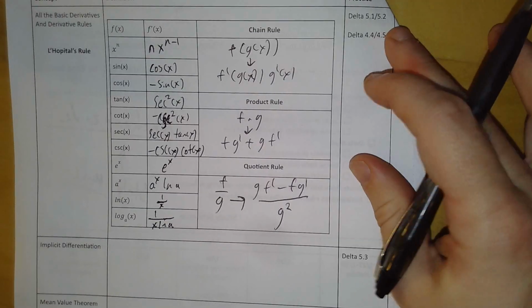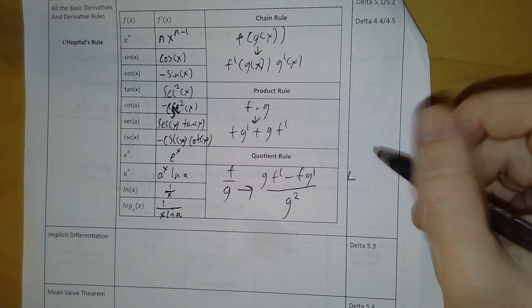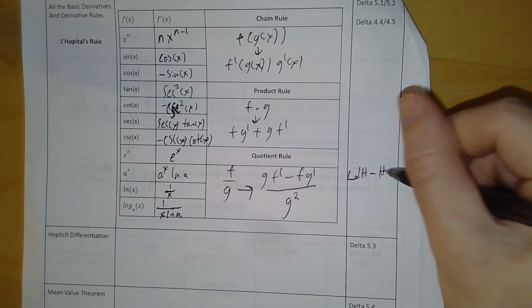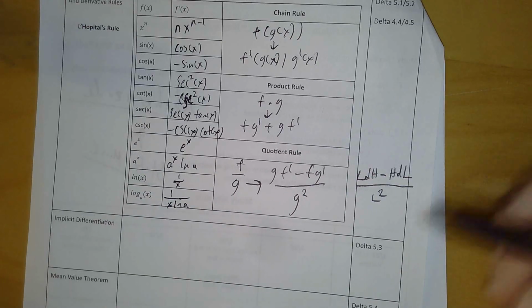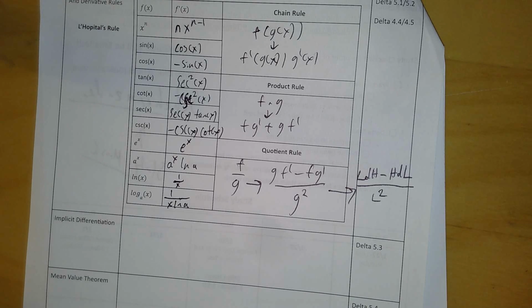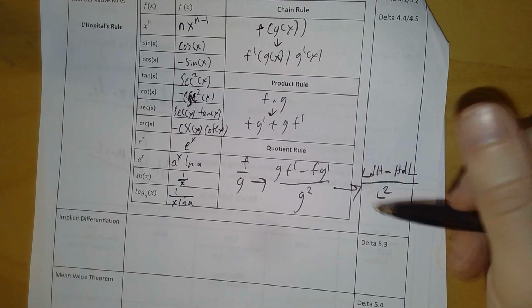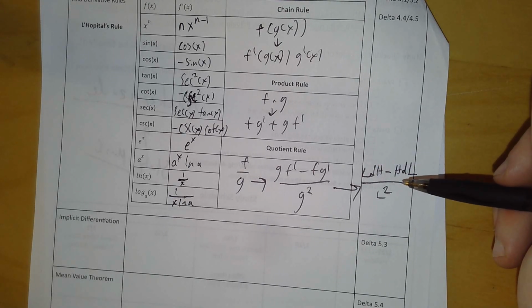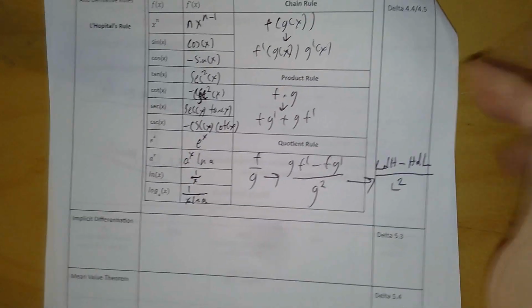Shout out to Andre. Low d high. You know what a revelation that was. LDH minus HDL over L squared. I kind of like that more. I don't know what the AP test thinks about that, but at least as a mnemonic to remember it, it is much better. The AP test would want you to write it out properly, but that helps you get there, right? Okay.